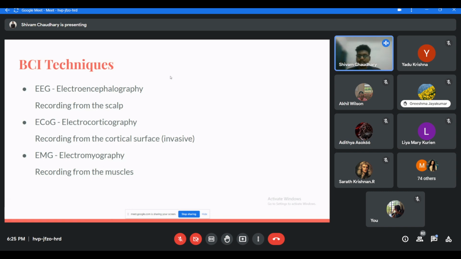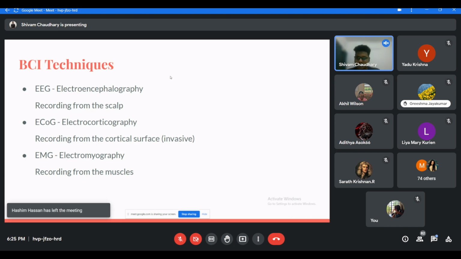ECoG is electrocorticography, in which you cut open the skull and you place microelectrodes on the surface of the cortex. You remember the cortex, the large portion of the brain. You place it over there, and this is an invasive technique. And the third is electromyography recording, and these are recordings directly from your muscles. So you place EMG electrodes on your skin, and they record your muscle activity. If I keep an EMG on my bicep, and if I flex, I will see huge amplitude in my EMG.